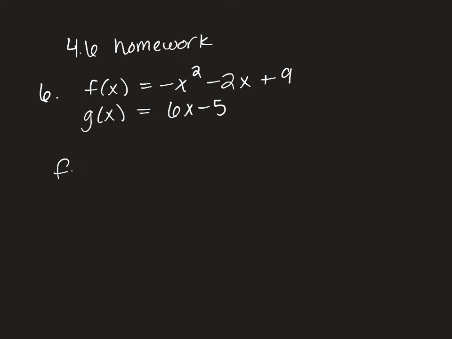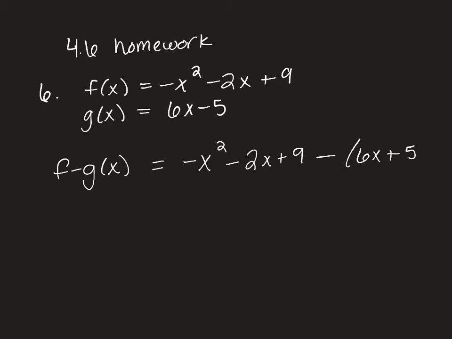So then we are subtracting these. So we're going to have f of x, which is negative x squared minus 2x plus 9, then minus 6x plus 5. So then we're going to need to distribute that negative through that 6x plus 5. So it's going to be minus 6x minus 5.